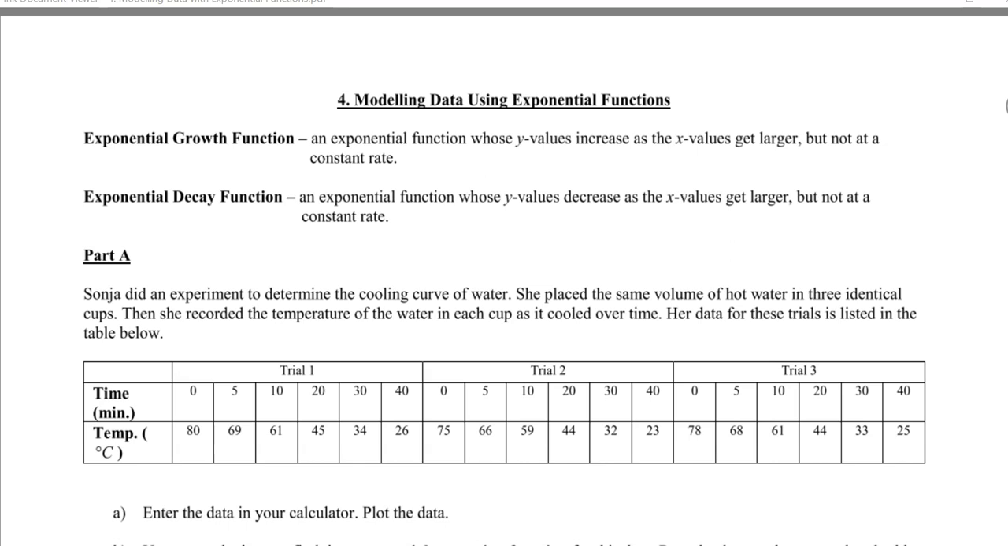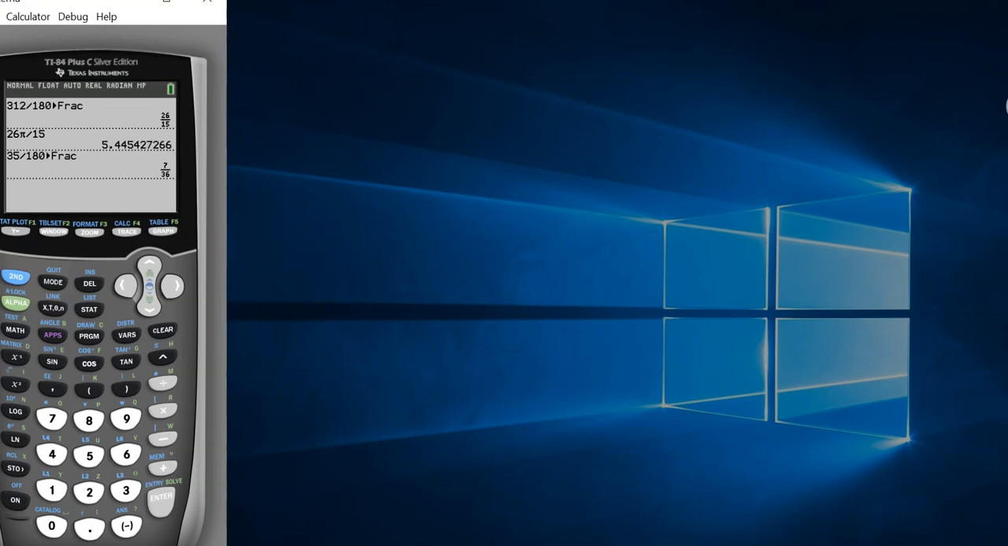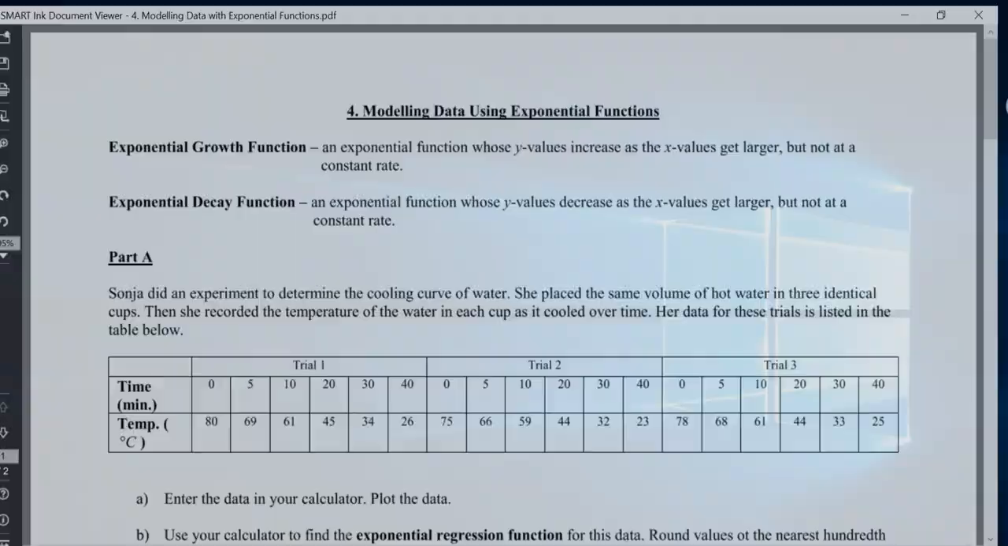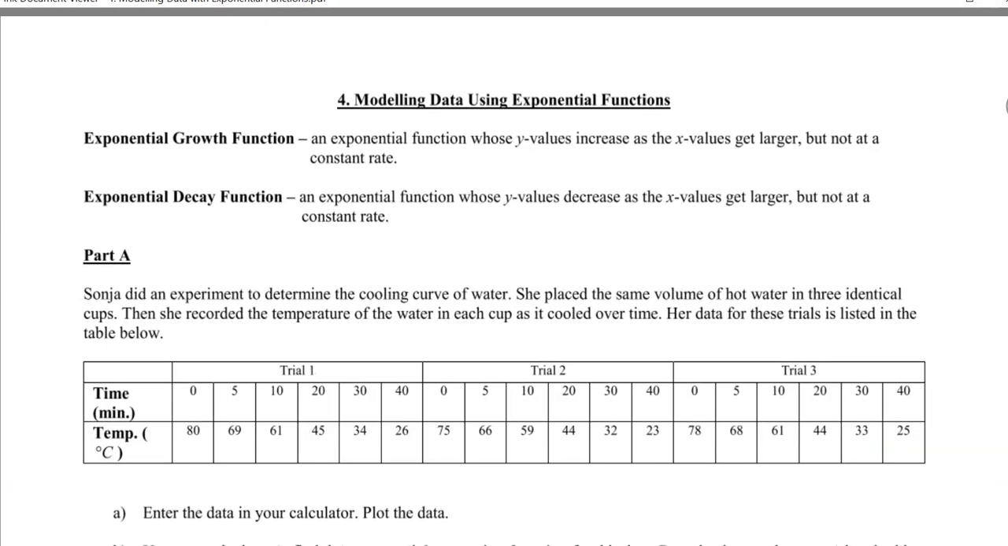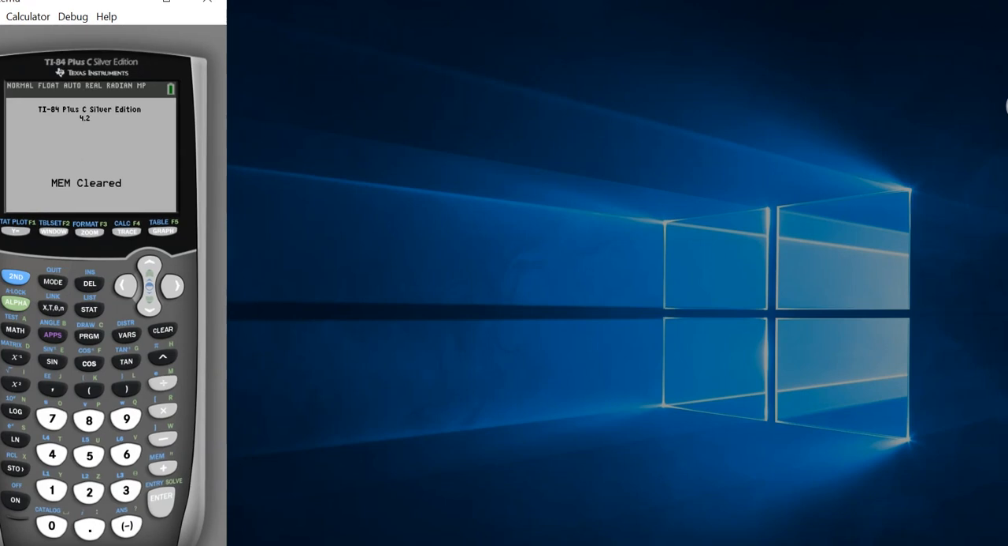So let's put this into our calculator. And you may want to clear the calculator, so second plus 7 for reset, left arrow to get to all, hit enter, and then hit enter on 2 for resetting all. Then I'm going to go to Stat, Edit, and in L1 we are going to put the values.